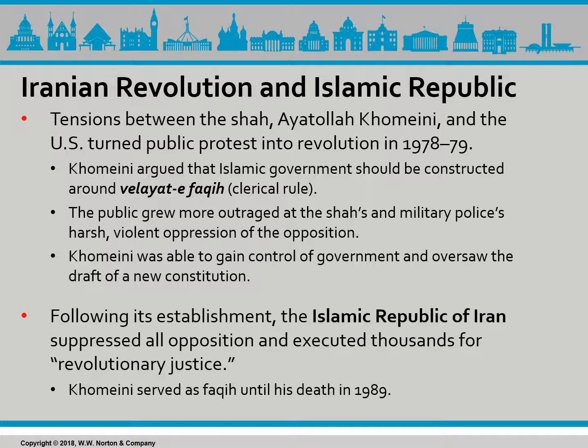Now, this is probably the most famous part of Iran's history. They made a movie about it. You can see Argo. But essentially, tensions between the Shah, Ayatollah Khomeini, and the United States turned public protests into a revolution in 1978 to 1979.